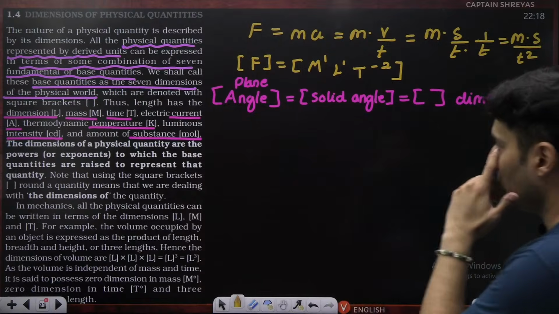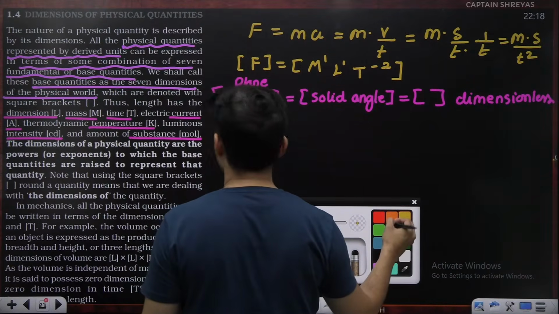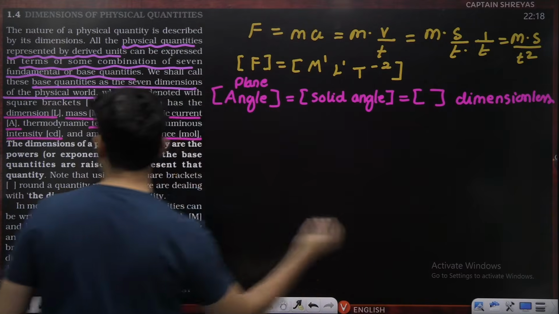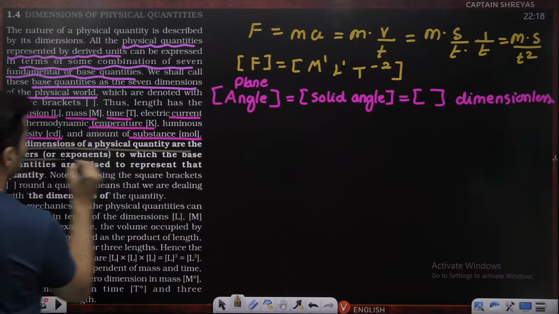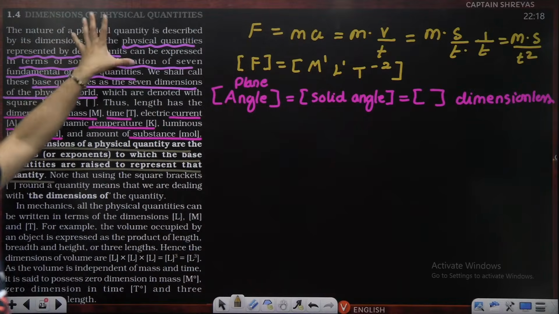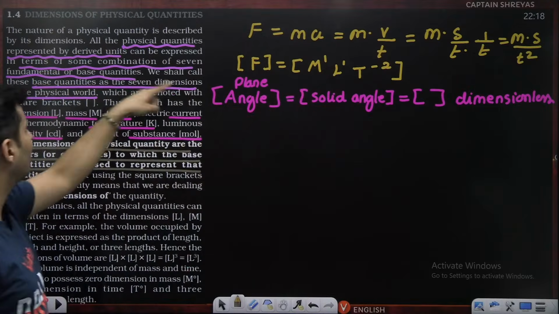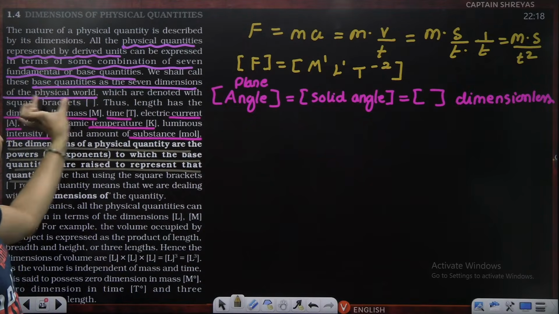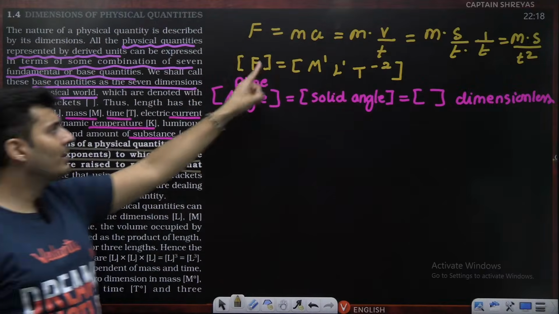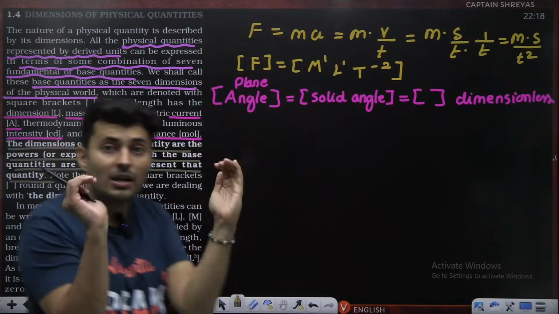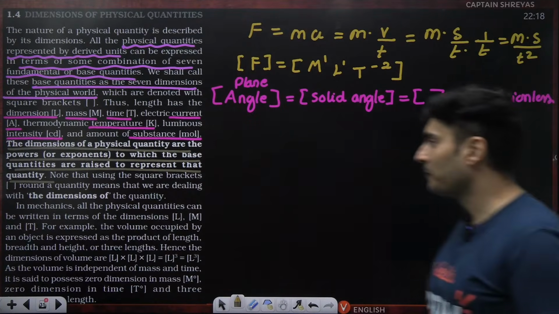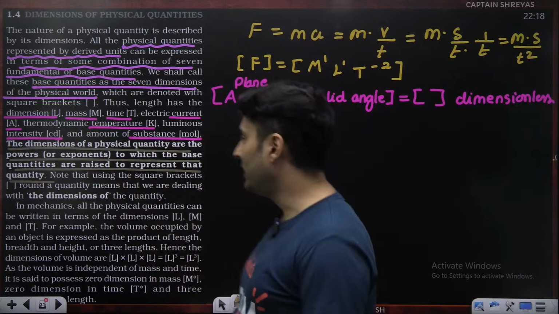Very good. So the dimensions of a physical quantity, this is very, very important. What are the dimensions of a physical quantity? They are those powers to which the base quantities are raised to represent that quantity. Like I said, any physical quantity can be expressed in terms of fundamental quantities. Those 7 fundamental quantities are the 7 dimensions like mass, length, time, ampere, whatever. You raise them to suitable powers and express it in brackets to signify you are measuring dimensions. This representation is called the dimensional formula, and they are also called the dimensions of that quantity.